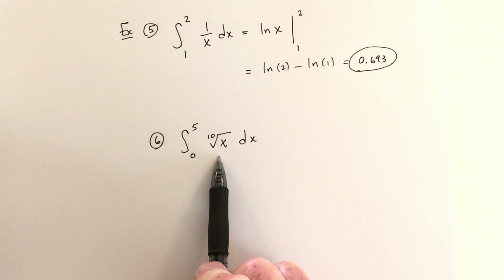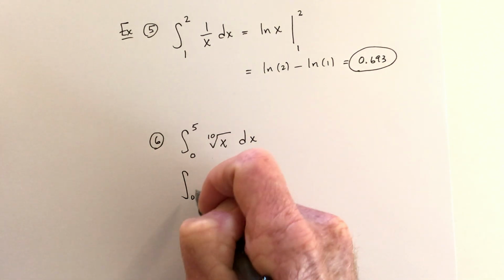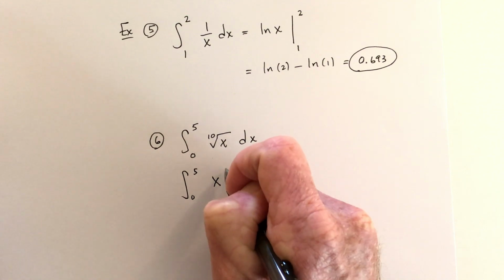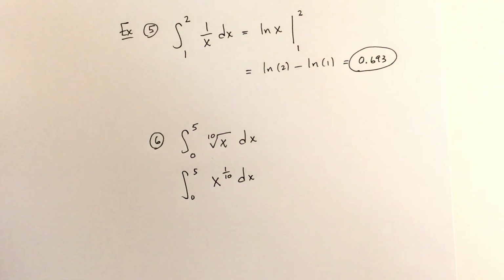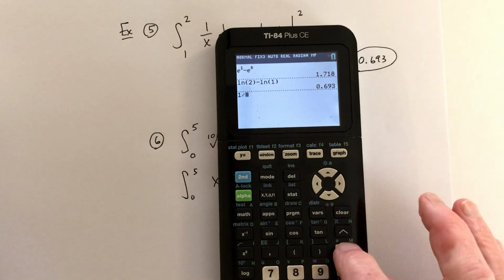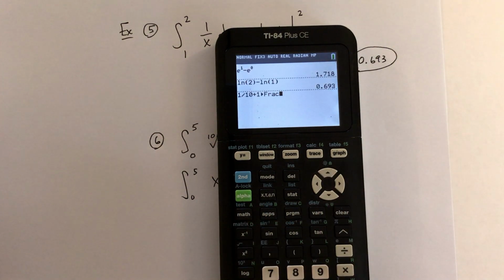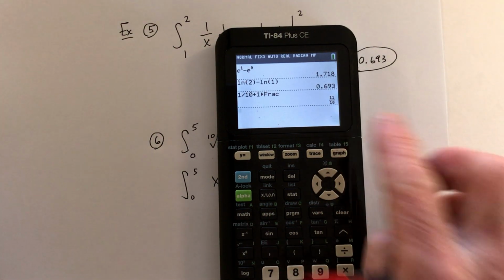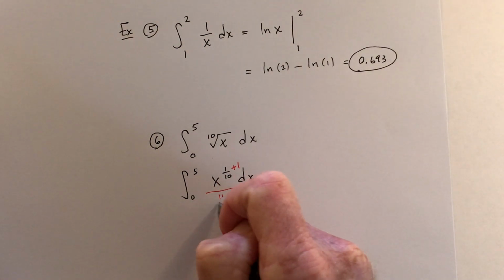So for this problem, the first thing that I would do is rewrite this as x to the 1/10th power. So replace the radical with a fractional exponent, x to the 1/10th. And then add 1, and 1/10 plus 1 will be 11/10ths. If you go to math and ask it to make that a fraction, that is 11/10ths. So I then need to divide by 11/10ths.